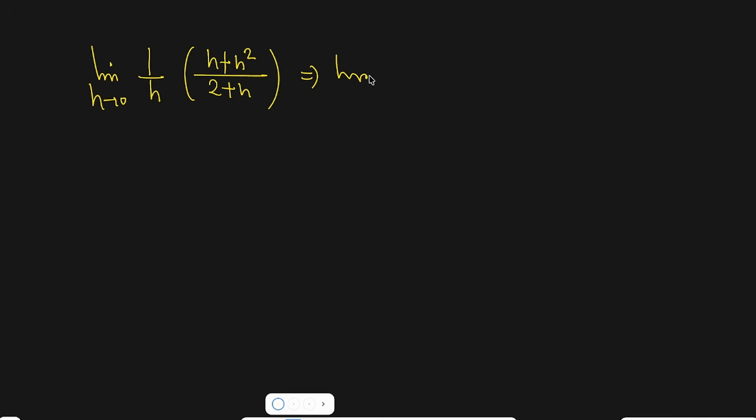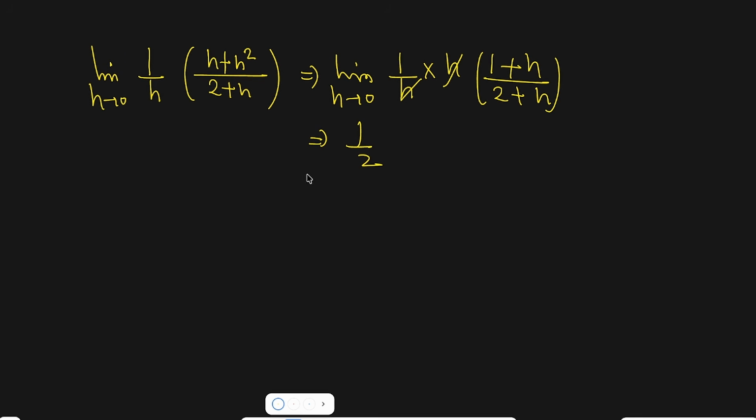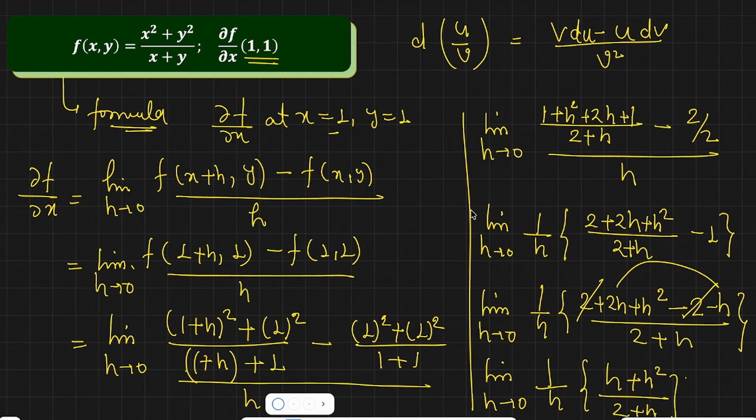Now from here, can I take h common? If I take h common, it will be 1 plus h upon 2 plus h. H and h get cancelled. Now you put h equals to 0, you will get 1 by 2. So the partial derivative with respect to x at (1, 1) is 1 by 2. This is very easy when you have this kind of formula.